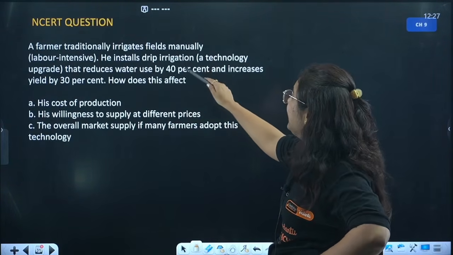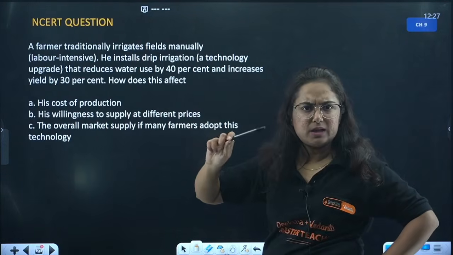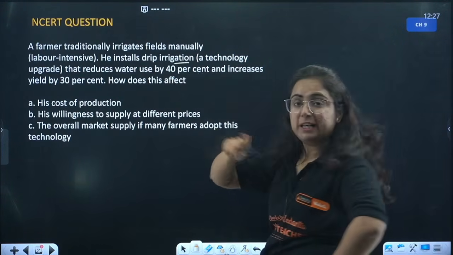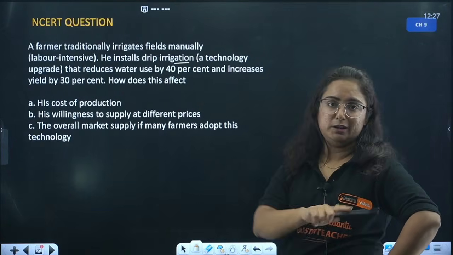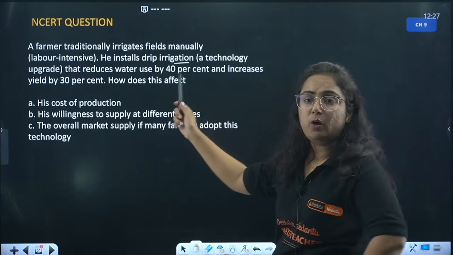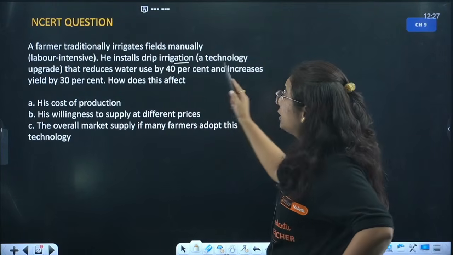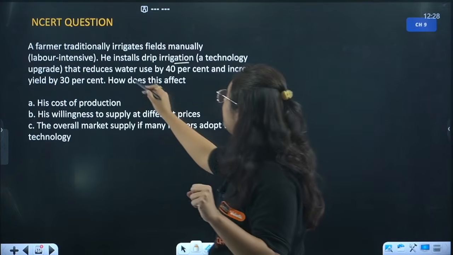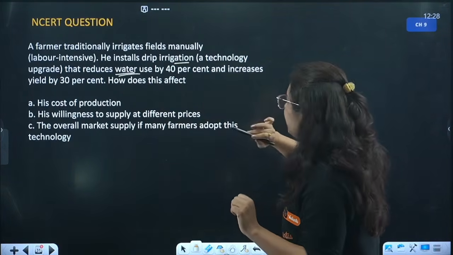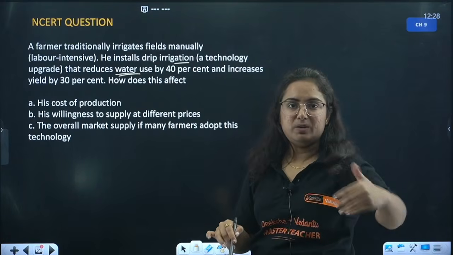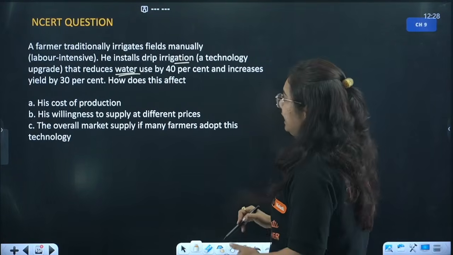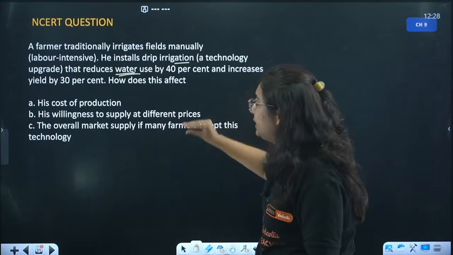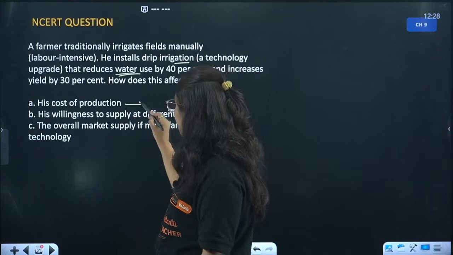A farmer traditionally irrigates his field manually. Manually, you understand? Then he later installed drip irrigation. We studied the same example in the book. So he installed drip irrigation, a technology that is an upgraded one, which reduces the quantity of water by 40% and increases the yield, that means the produce, by 30%. How does it affect each of the following? You have to explain each of them. How does it affect the cost of production?